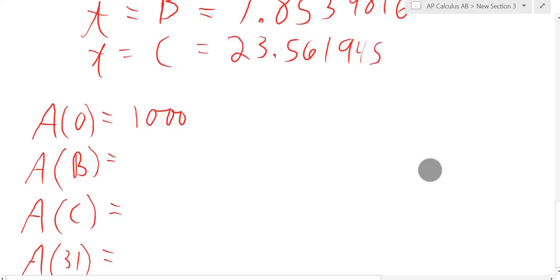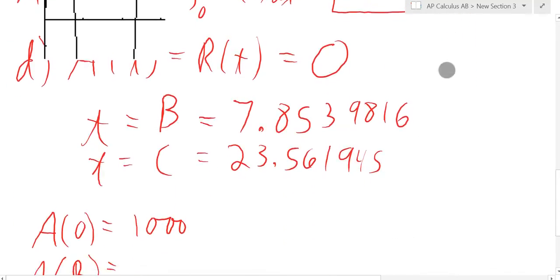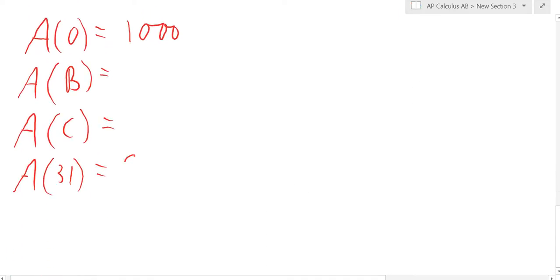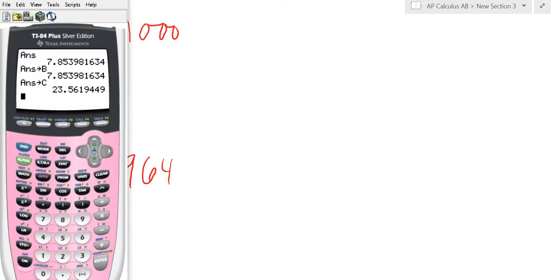What was that, 964 or something? 964. So the only things we got to find now are at B and at C. Okay? And we're going to use our function A of t to do that. We got to find the amount at those times. So, if you remember, something you can do here to make this easier for yourself is you can put what A of t is into y2, or you can just type the thing out on the home screen. I'm just going to type it on the home screen for right now.